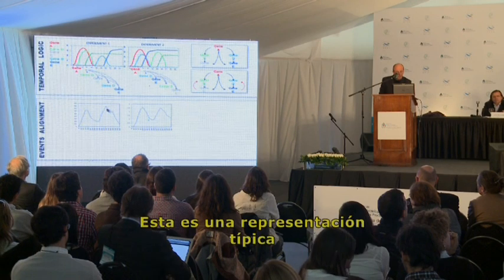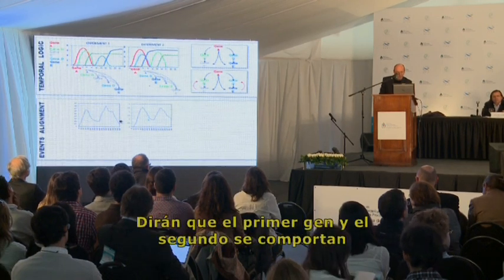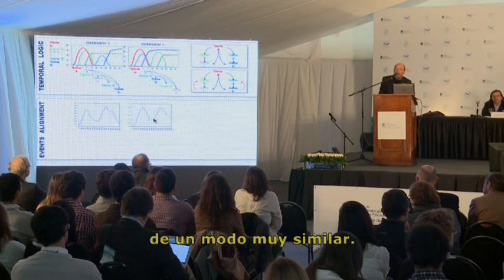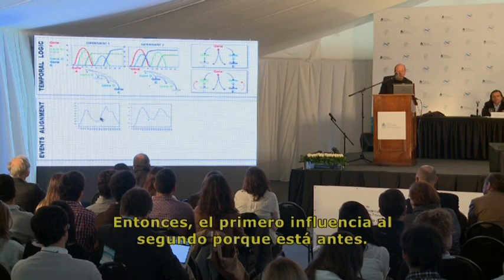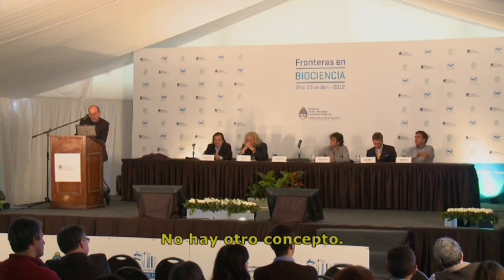This is a typical representation of transcriptome data. Now, you would ask, this is one gene, this is a second gene, they behave very similar, so maybe the one, if it comes earlier, influences the second. This is the guilt by association principle, but there is no other concept.